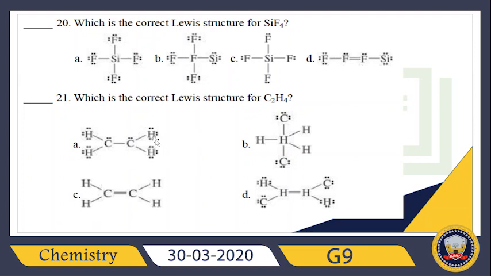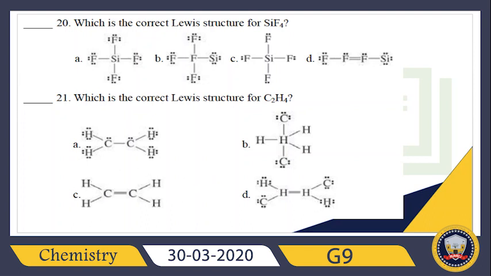Now, how is it wrong here? The hydrogen, wrong. Too many lone pairs. That's wrong. Here also the carbons, too many lone pairs. That's wrong. And the hydrogen, they don't make 4 bonds. Here also, you see. So the correct answer is this one, C.